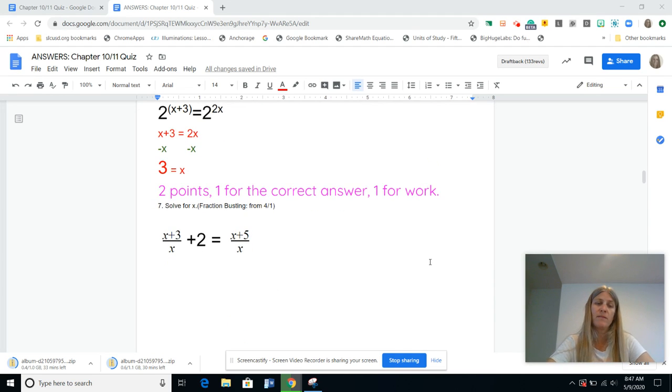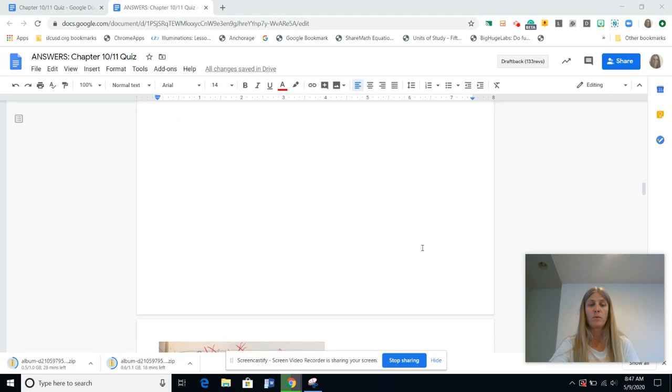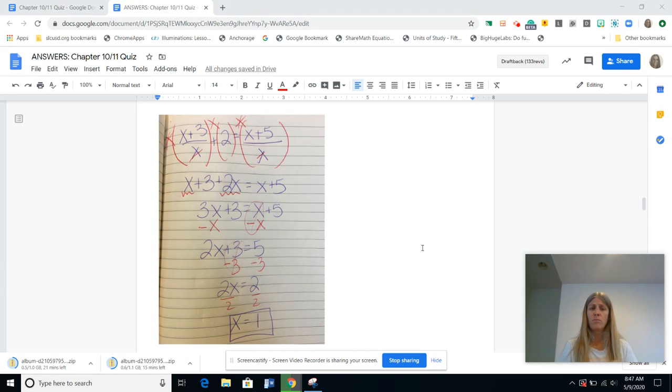Our last problem in this video is a fraction busting problem that looks ugly, but it's not that hard. So we're going to go ahead and solve for x. Looking at this, we are going to multiply everything on both sides by the common denominator, which is x. So we're going to write an x in parentheses around each one. These x's cancel out. So for our first term, all we have left is x plus 3.